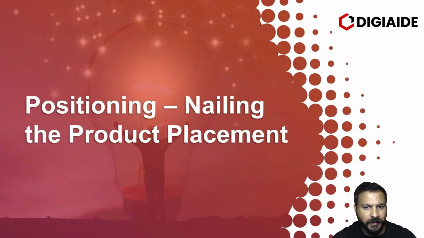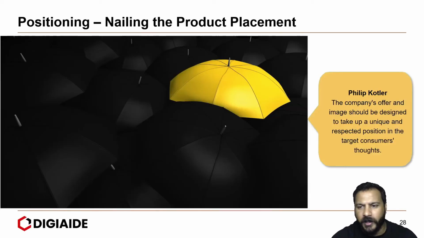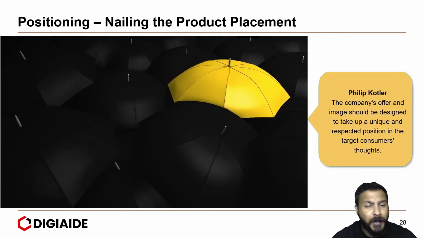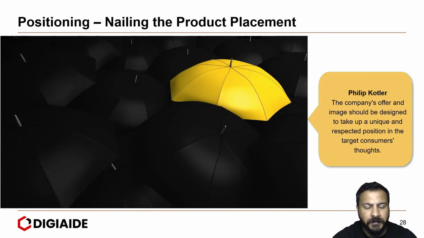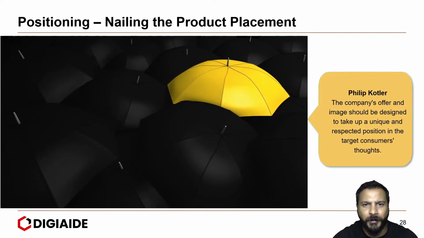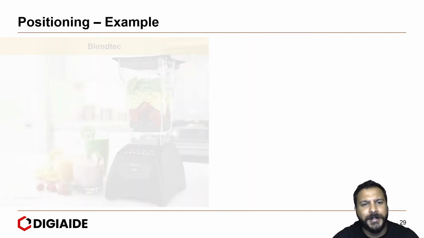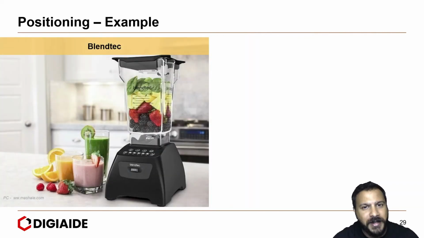Let's start with positioning, that is nailing the product placement in the mind of your customer. According to Kotler, the company's offer and image should be designed to take a unique and respected position in the target customer's mind. Ideally, positioning is not what you do to the product, it is what you do to the minds of your customer. An example in this case is of a mixer grinder known as Blendtec.